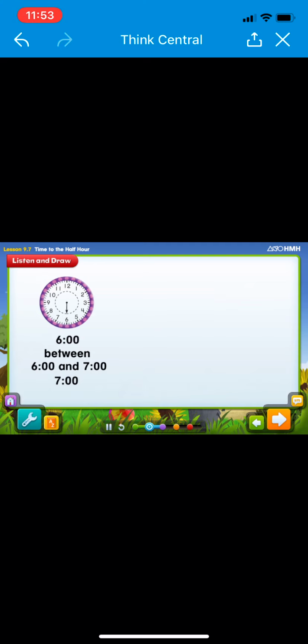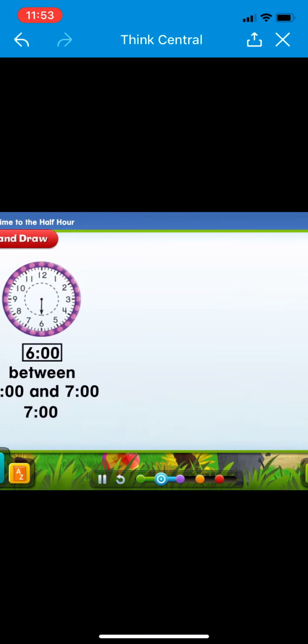Which choice best describes the time shown? 6 o'clock. Between 6 o'clock and 7 o'clock. Or 7 o'clock. The hour hand points to the 6. Click the time shown on the clock. So it's 6 o'clock.